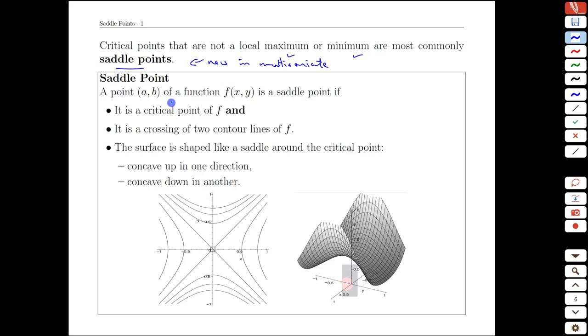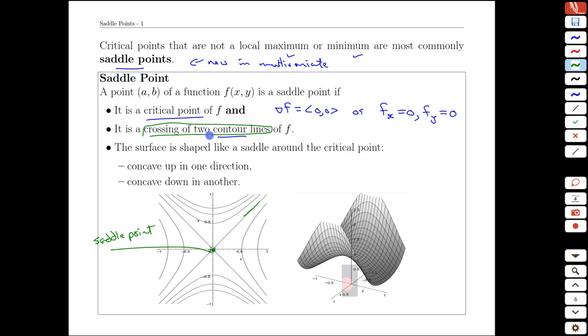So what is a saddle point? Well, first of all, it has to be a critical point. So that's the gradient of f equals 0, 0, or what we said before, breaking that into the partial derivatives, both partial derivatives equal 0. On a contour diagram, what it will look like is a crossing of two contour lines. So we see that here. We have a contour line and a contour line. They meet at this intersection here, and that would be our saddle point.